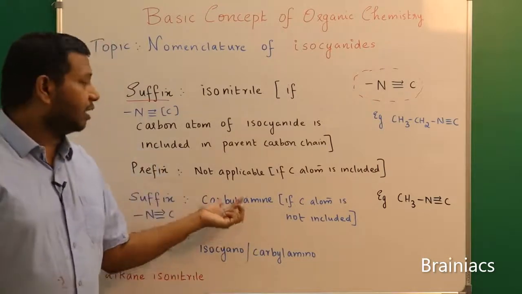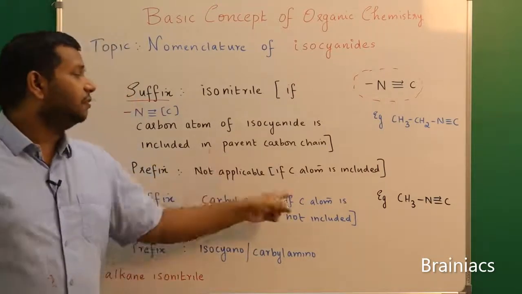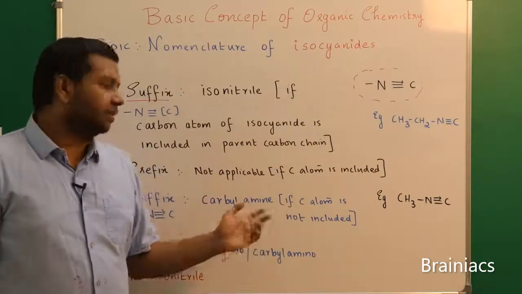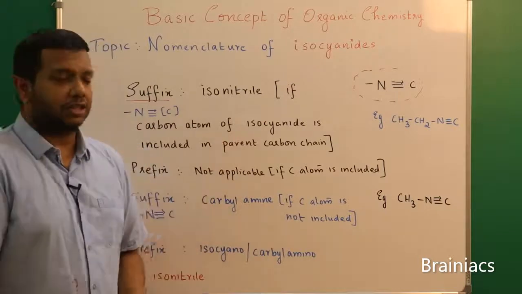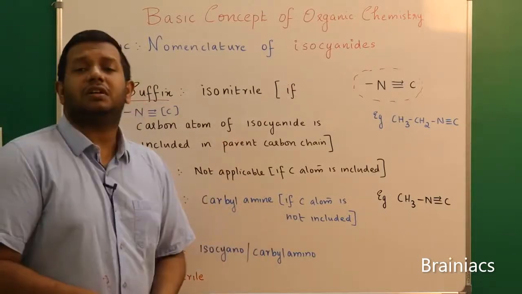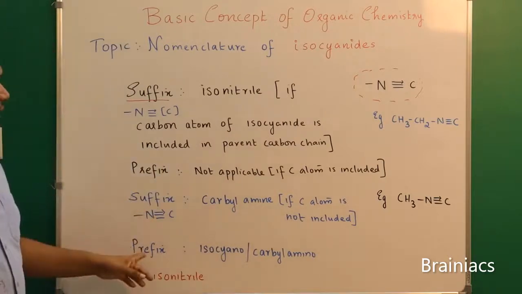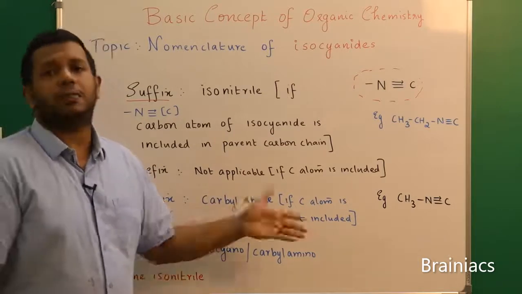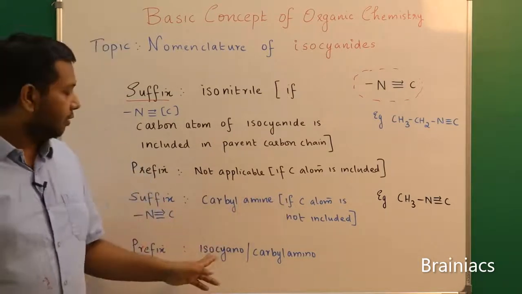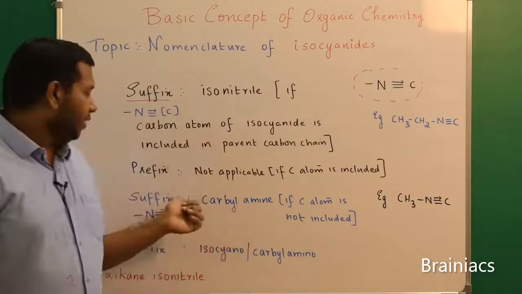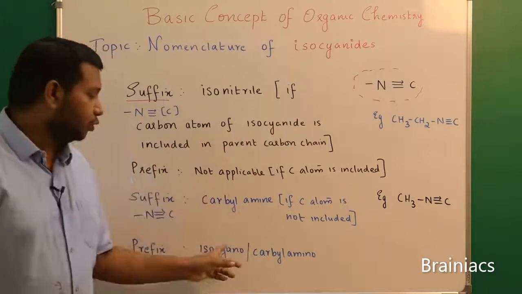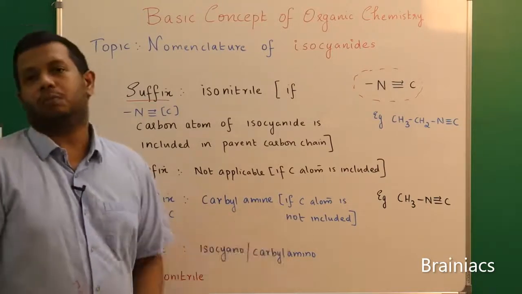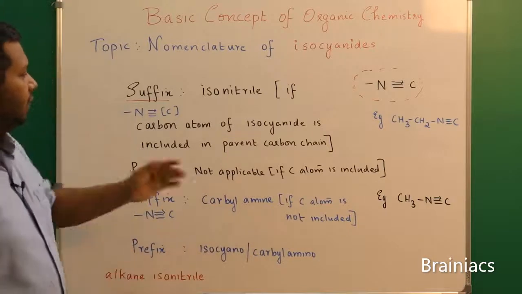Now the next thing, the suffix can also be carbylamine. We use this suffix if the carbon atom is not included in the parent carbon chain. I will also give you an example where this is not part of the parent carbon chain. At that point we use the term carbylamine, and if it behaves like a prefix, we use the term isocyano or carbylamino. Both are correct. In some questions they use isocyano when it acts like a substituent, and in some cases they use carbylamino. Both are correct.